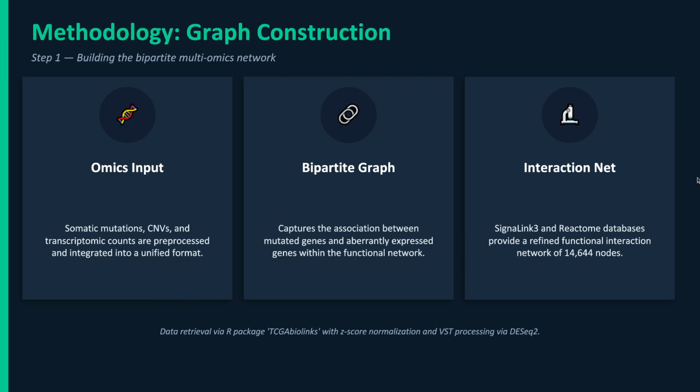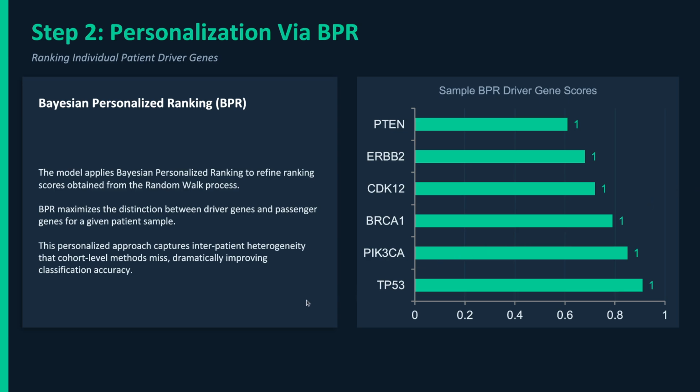Personalization uses Bayesian personalized ranking (BPR) to distinguish between driver and passenger genes for each specific patient. This step is crucial for capturing the unique heterogeneity that general cohort-level methods often miss.